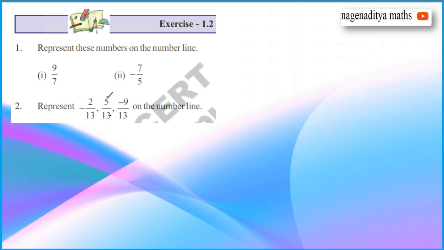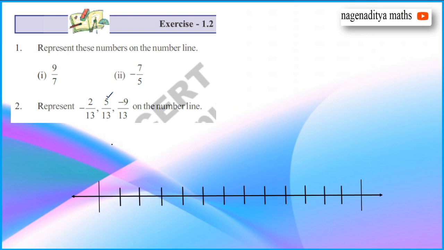The value of 5/13 lies between 0 and 1. Similarly, we have to draw 1 horizontal line and 14 vertical lines. So first we write 0 here, and this is 1.